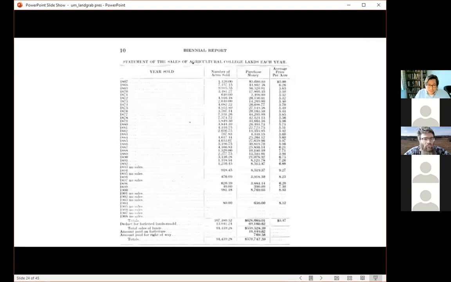There's material like this. This is a state report showing the actual prices received in Minnesota year by year in the late 19th century. It took about 40 years for the state to dispose of all the Morrill Act lands that enriched the University of Minnesota. This is all publicly available material. These are state reports.